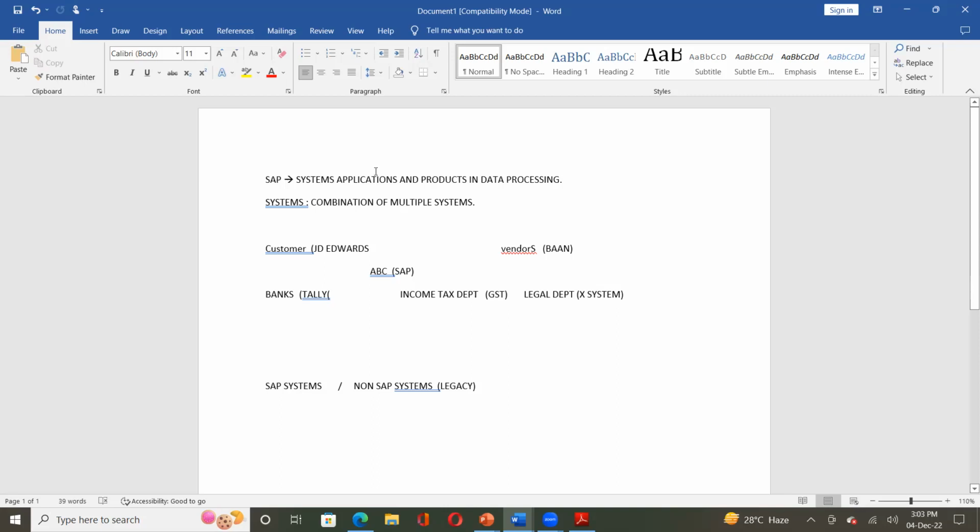What do you mean by applications here? Any idea? The modules which we use for our day-to-day activities. Correct. So here, when I say applications, this is very important. It's not an application. Application, normally we call it as a module, as you said.